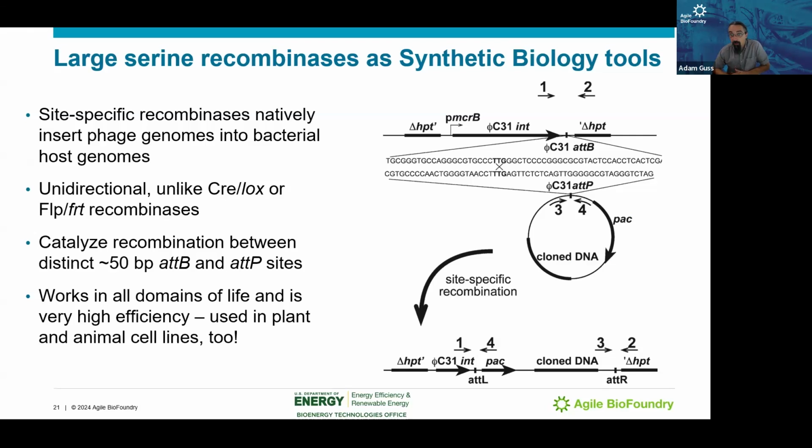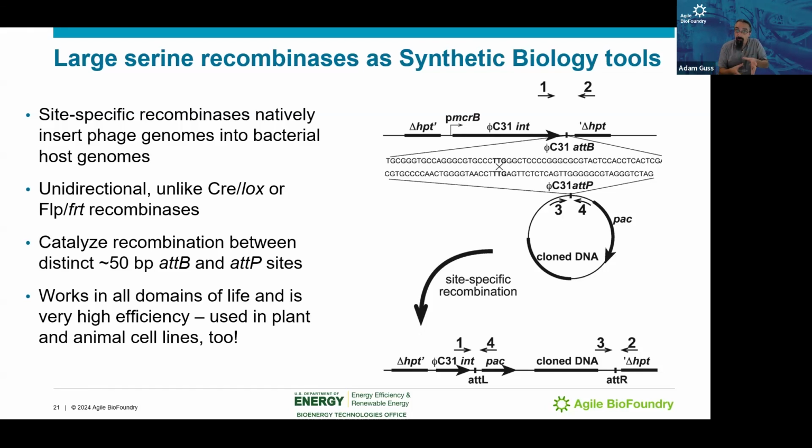Another tool that we develop a lot and adapt to a lot of new organisms is a tool that we call SAGE. And this uses a class of enzymes called large serine recombinases. So a lot of people know about other recombinases like Cre recombinase that works on lox sites, Flp recombinase that works on FRT sites. So these site-specific recombinases are often from phage, and their job is to insert the phage chromosome into the bacterial chromosome.